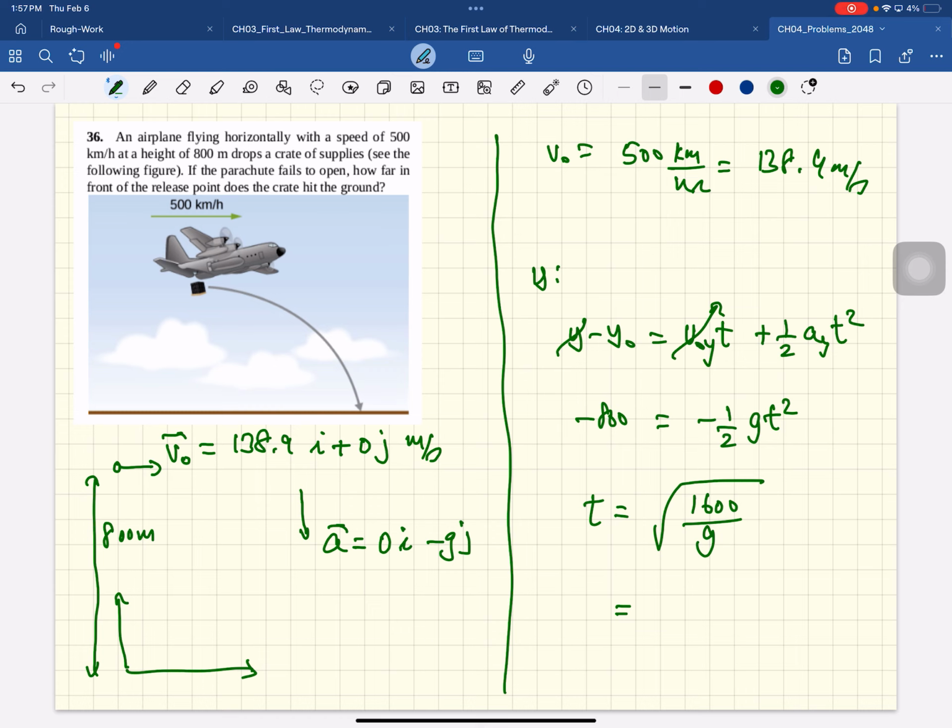So 12.8 seconds. So what did we find? The crate will hit the ground 12.8 seconds later.